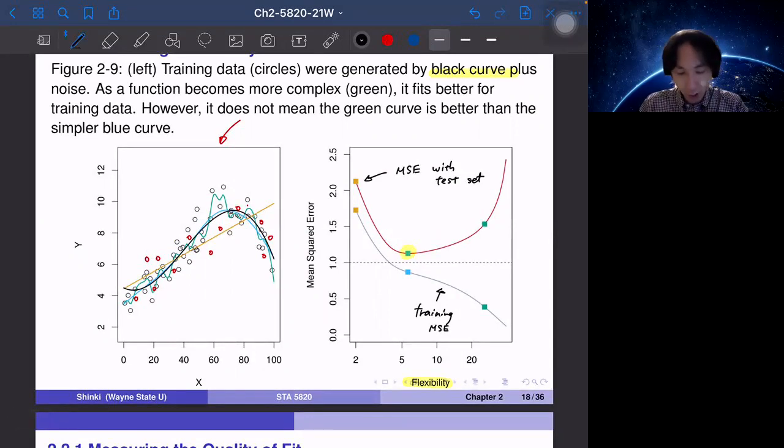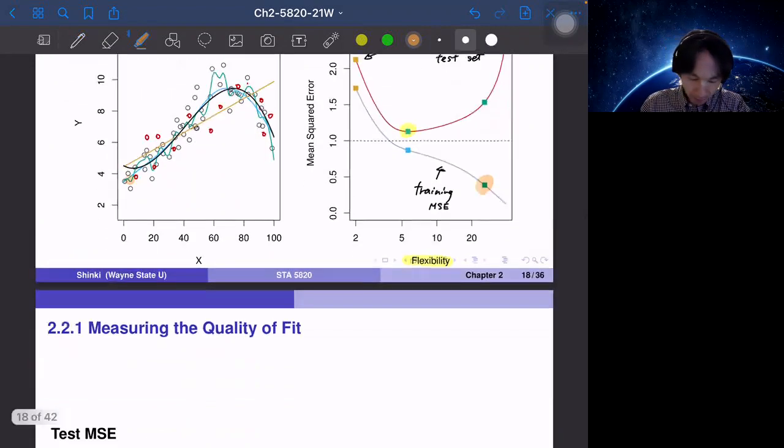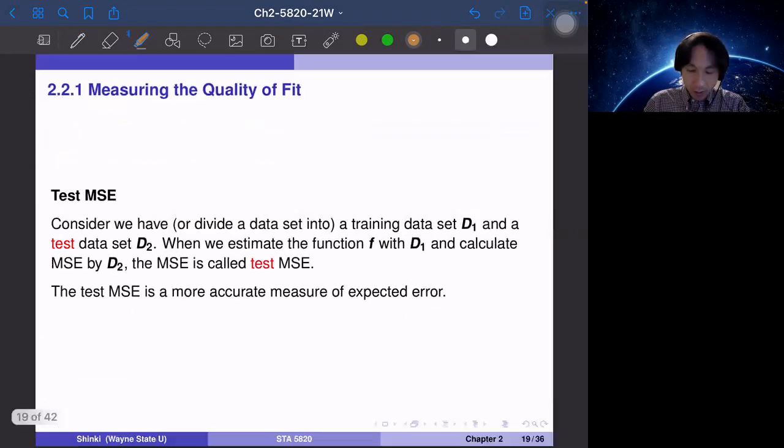So the training MSE has some problem about overfitting. If we use the training set, we choose basically this green model, this green curve on the left-hand side, but that picks up too much noise. So to choose the blue one, we have to use the test MSE. So consider that we have a training data set D1 and the test data set D2.